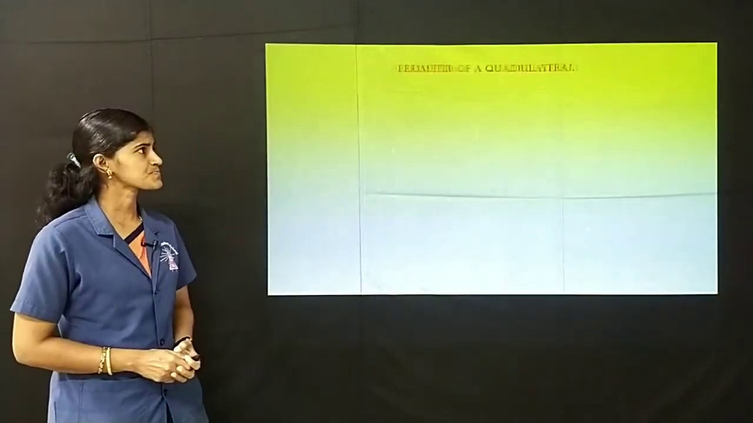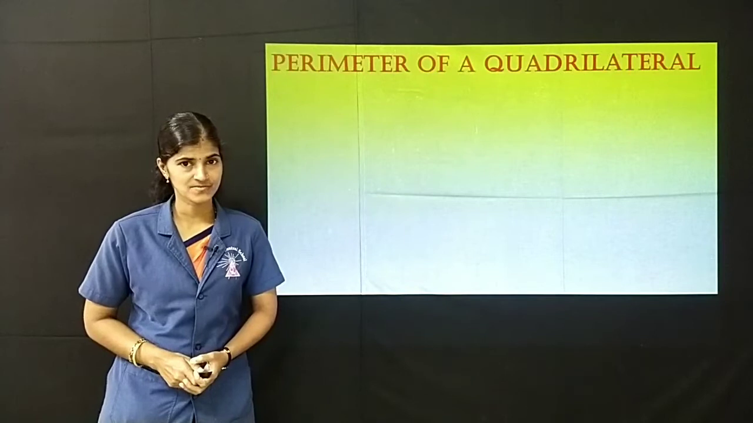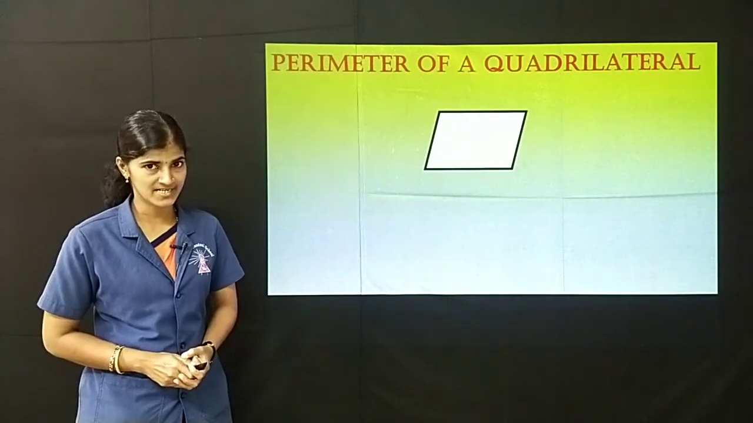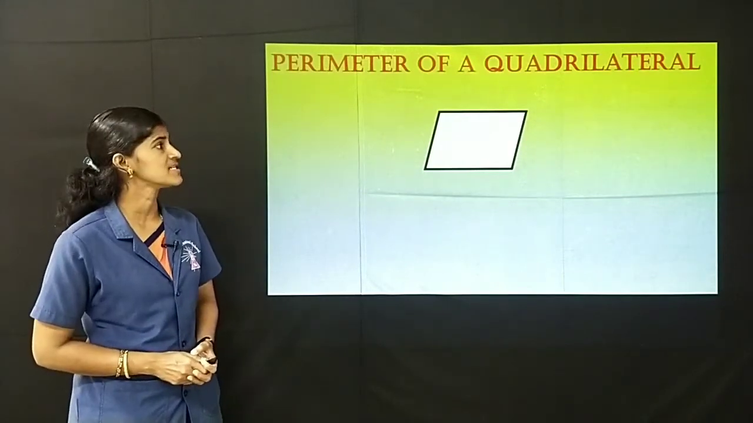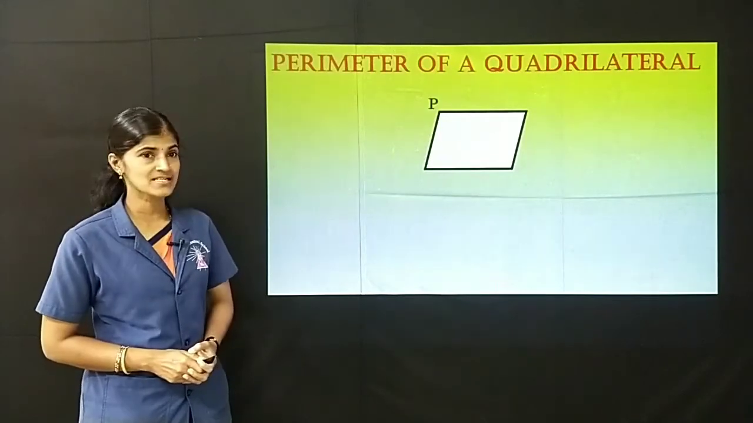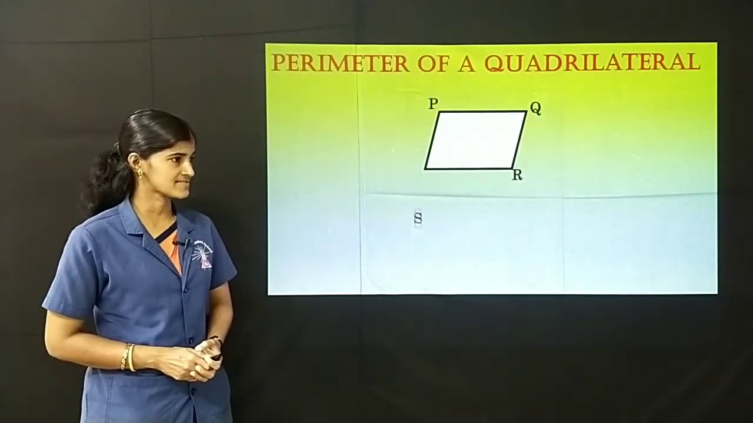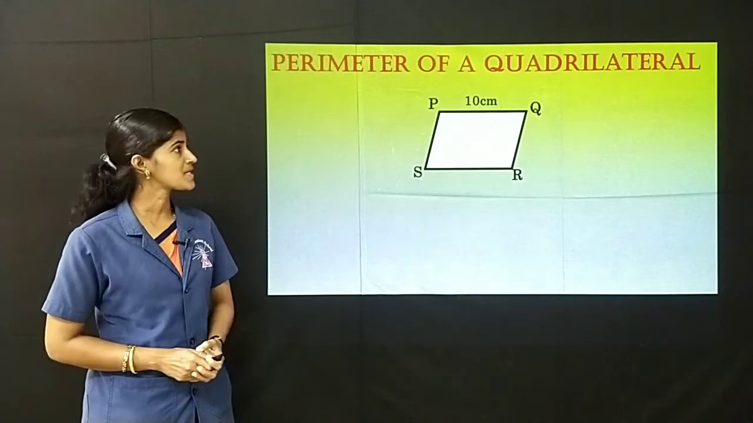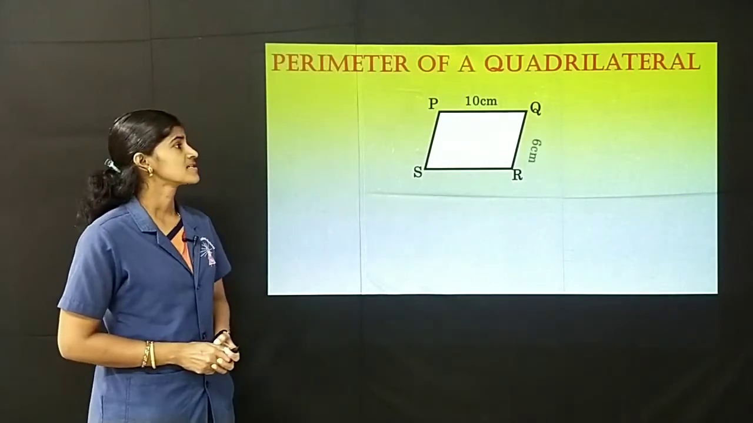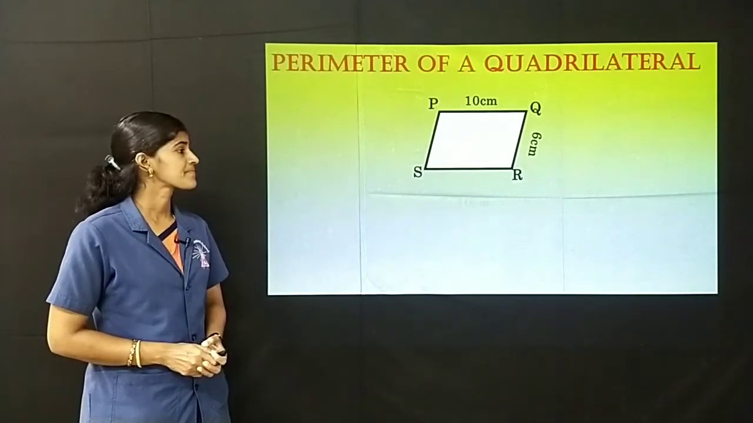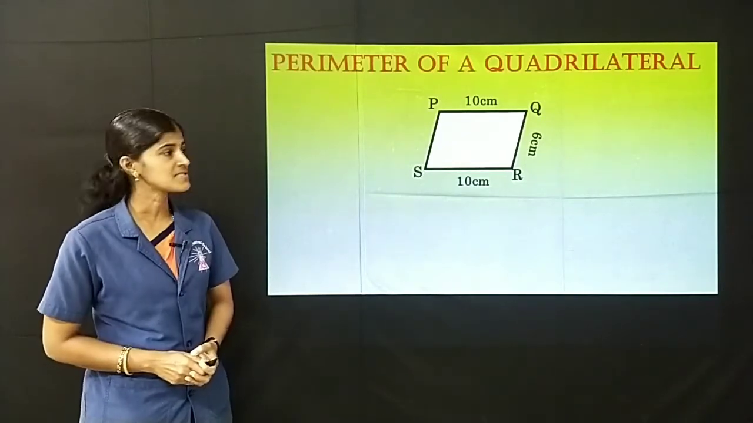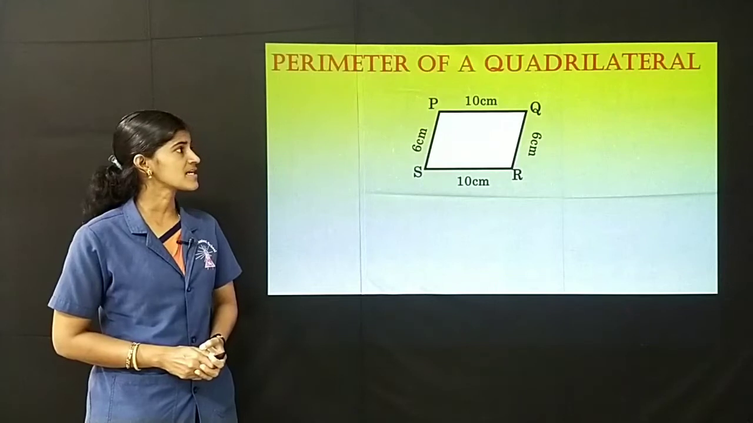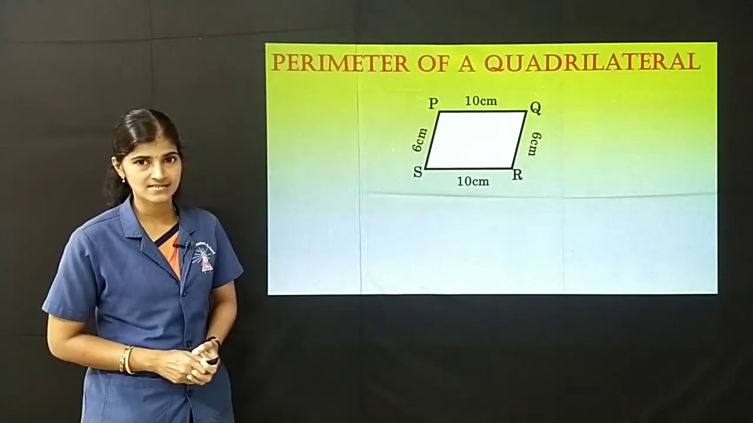Then, the perimeter of a quadrilateral. What do you mean by a quadrilateral? A quadrilateral is a figure which has 4 sides. Here is a quadrilateral. We will name it PQRS. In the quadrilateral PQRS, PQ is 10 centimeter, QR is 6 centimeter, RS is 10 centimeter, and PS or SP is 6 centimeter. These are the sides of the quadrilateral with different lengths.